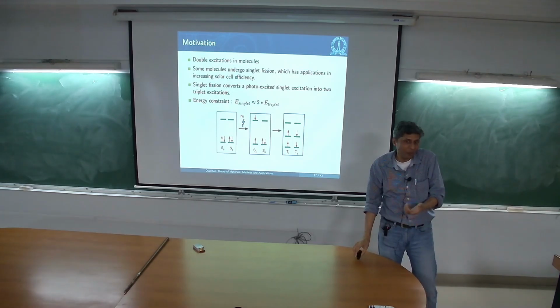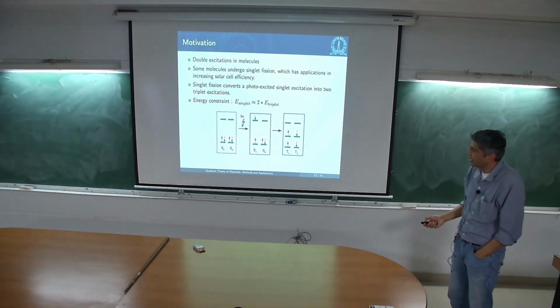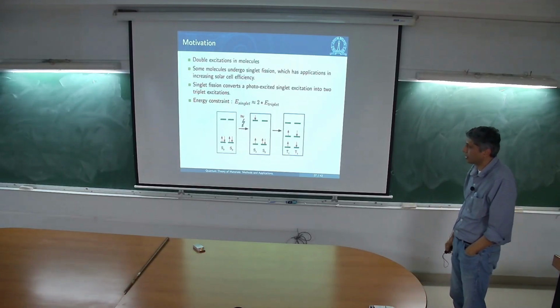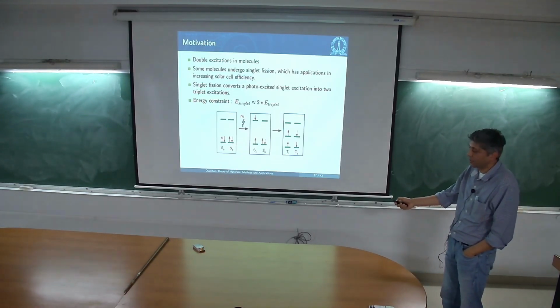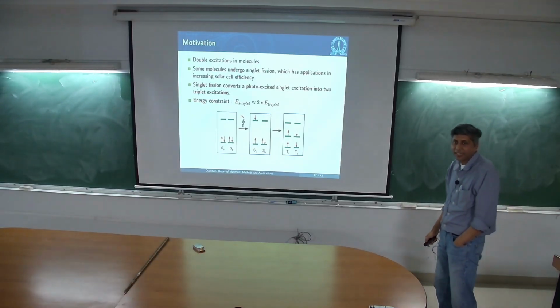So that's the reason why people are very interested in this, and they call it singlet fission. This happens when the singlet energy is almost 2 times the triplet energy. So essentially the idea is, you have the ground state, you shine a photon, it goes here, and that gets converted into this, right? So as they say in Hindi, ek ka do, right?